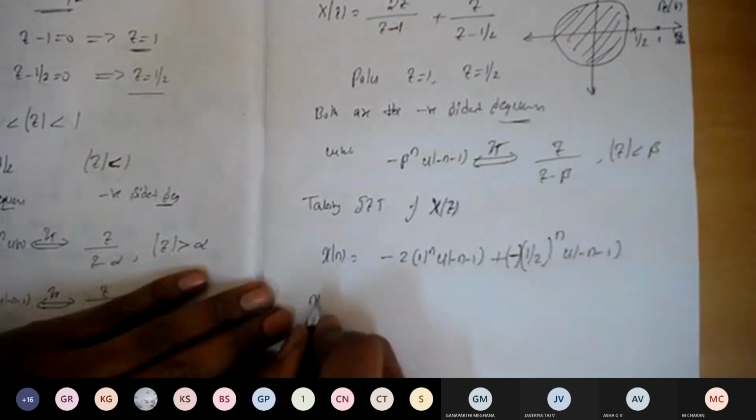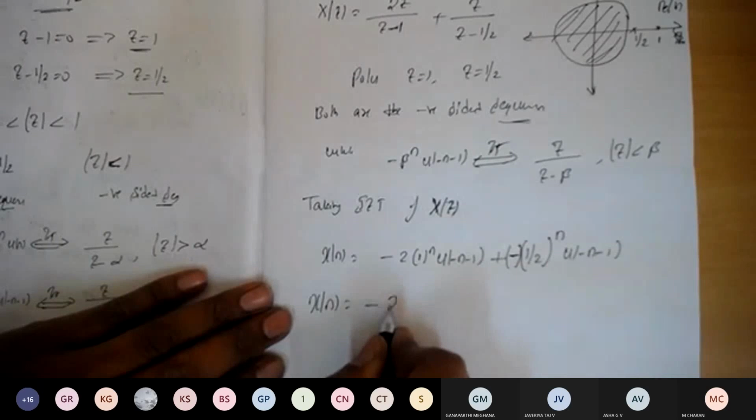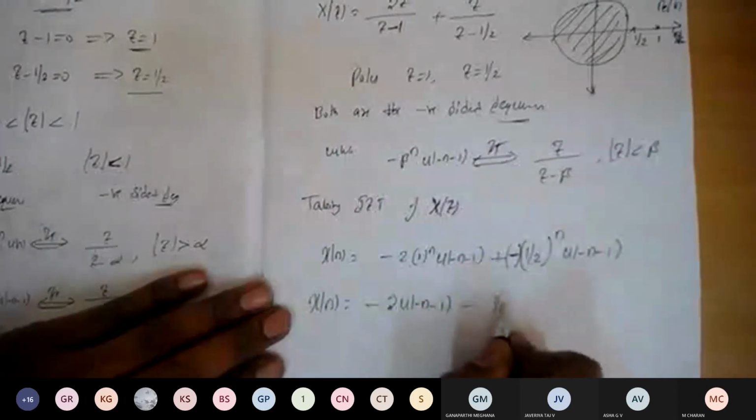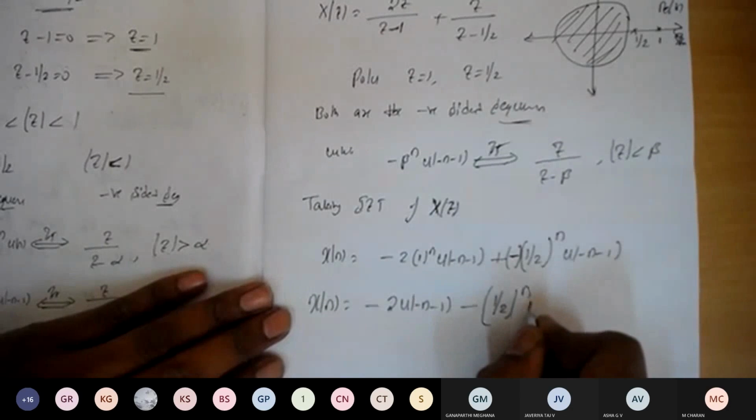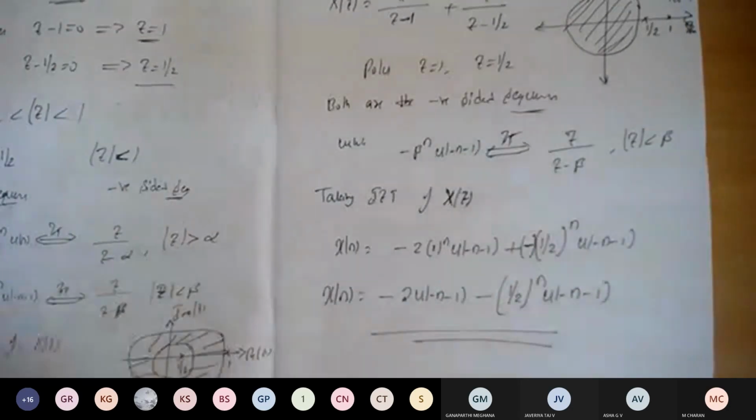Now let us rewrite this sequence. So X of n is equal to 1 to the power of n, which is nothing but 1 only. So minus 2 into u of minus n minus 1, minus 1/2 to the power of n into u of minus n minus 1. So this is the inverse Z transform.